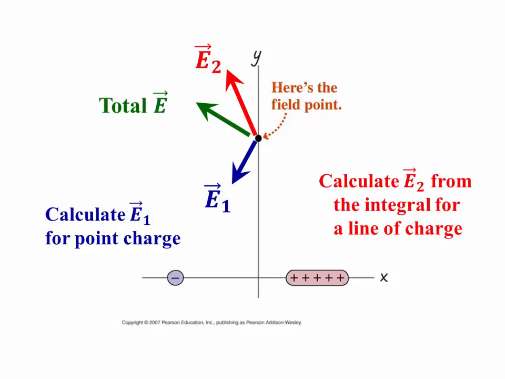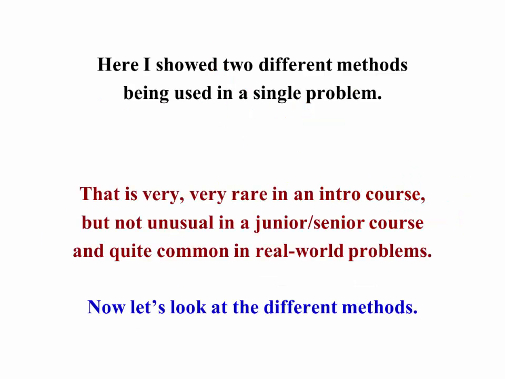This is an illustration of that. There's a negative charge at the lower left that produces the blue arrow field E1. There's a line charge, a continuous distribution, to the lower right that produces the red arrowed field E2 after you do the integral over that continuous distribution. You do those two separate problems, then add the two vectors to get the total E field at the field point. Now I'm showing two very different methods in one single problem.